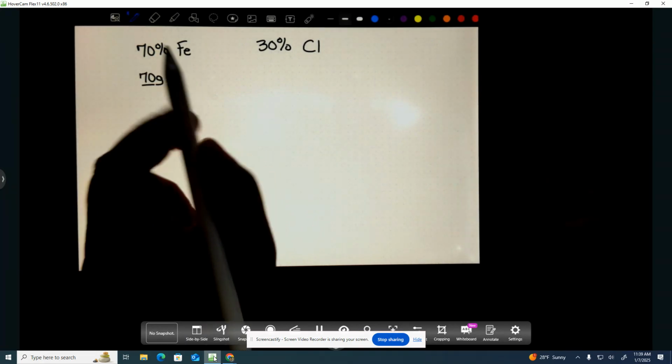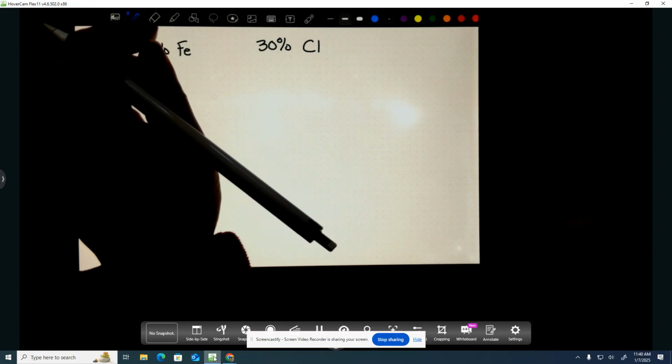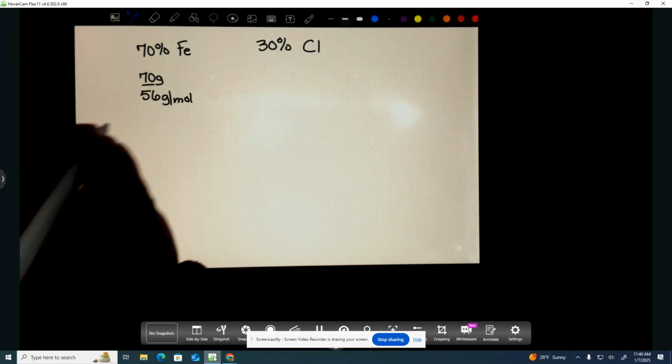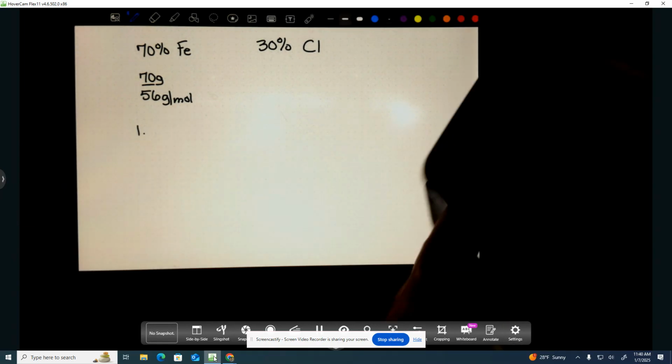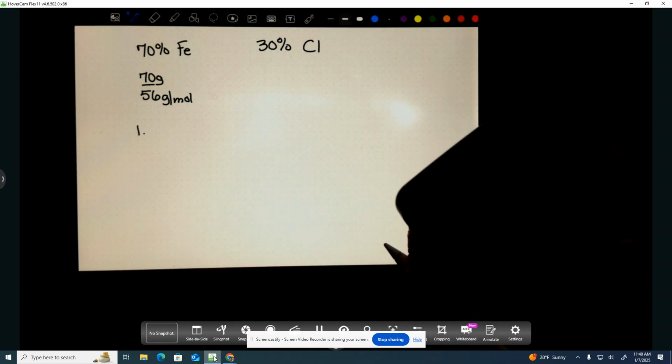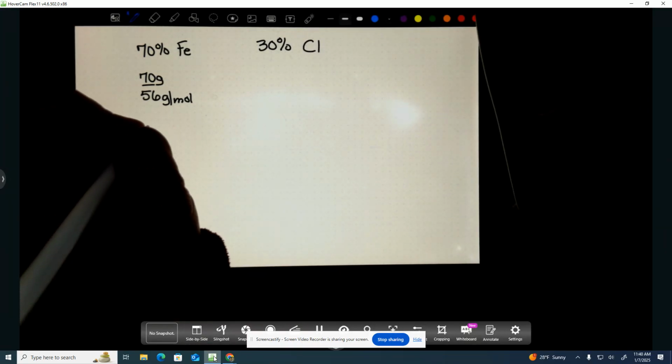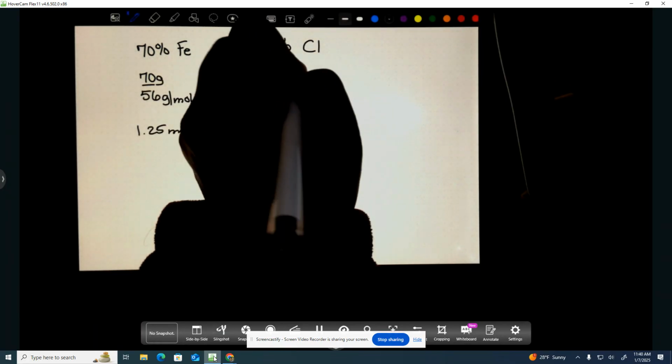70 grams divided by, what's the gram formula mass of iron? You find it? What'd you get? 1.2? I don't know. I'll have a calculator. Why don't you have a calculator? They're hanging on the door. I don't know. 1.25? Moles of iron. And that you were on the right track, yes.